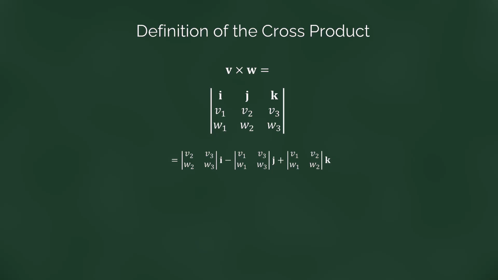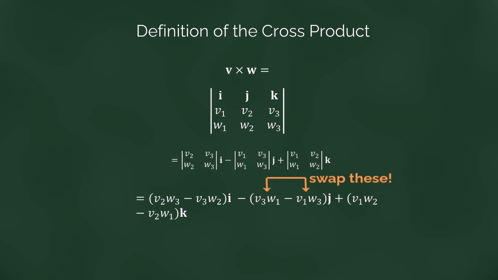If we use our rules for 2x2 determinants, then this breaks down into the formula (V2 times W3 minus V3 times W2), which is going to be a number, times the vector I, minus (V3 times W1 minus V1 times W3) times the vector J, plus (V1 times W2 minus V2 times W1) times the vector K. And we can take those three coefficients and write them into vector form, so that our cross product is going to be the vector (V2 W3 minus V3 W2, V3 W1 minus V1 W3, V1 W2 minus V2 W1).